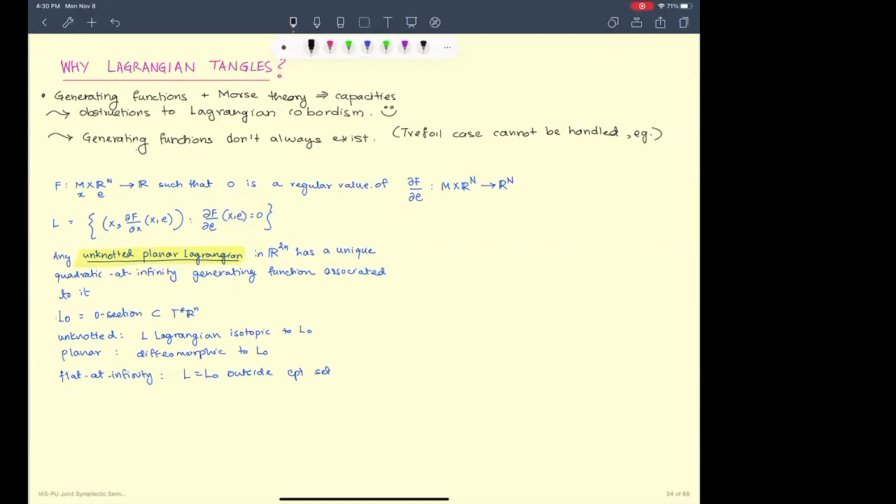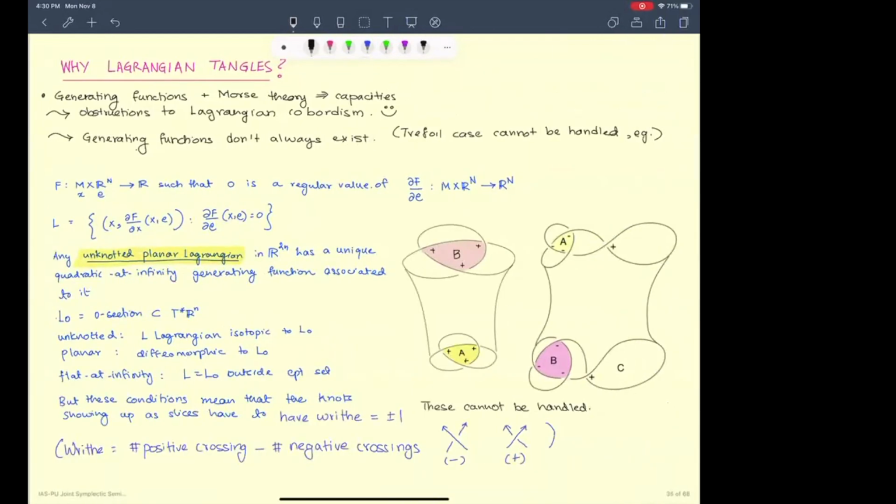Okay, so this means that we can't have these trefoils. What happens is there's a number called the writhe, which is the number of positive crossings minus the number of negative crossings. And you can show that if it's a slice of one of these good Lagrangians, you can't do it unless the writhe is plus or minus 1.